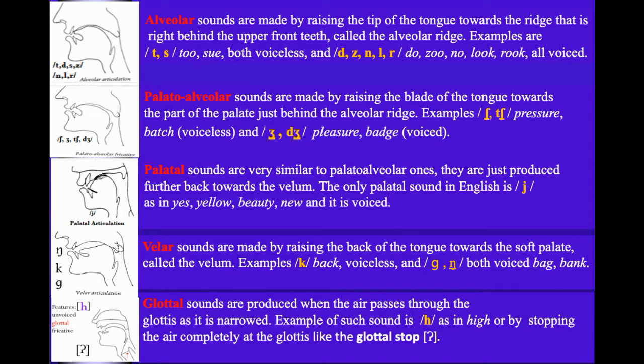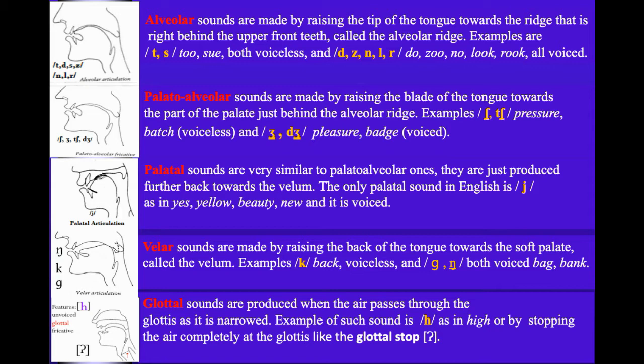Alveolar sounds are made by raising the tip of the tongue towards the ridge that is right behind the upper front teeth, which is called the alveolar ridge. Examples of such sounds are t and s, like in two and sue. Both are voiceless. Then d, z, n, l, and even r, which are voiced, like in do, zoo, no, look, rook, which are all voiced, that is, they are produced with a vibration in the vocal cords.